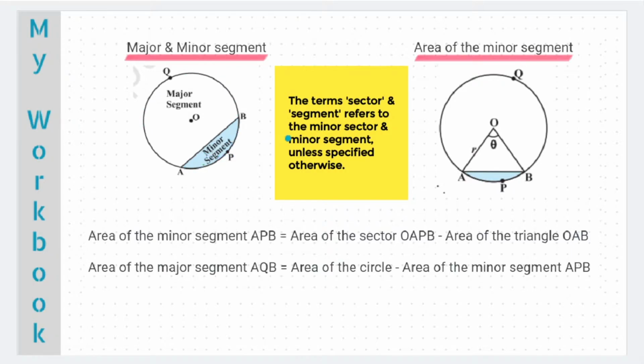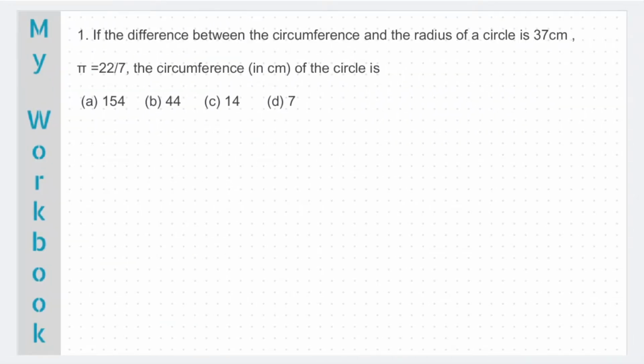Whenever we say sector or segment, it refers to the minor segment and minor sector unless it is explicitly specified as major segment or major sector. By default, the word segment and sector refers to only the minor segment and minor sector. So now let's begin practicing the MCQs from this chapter.